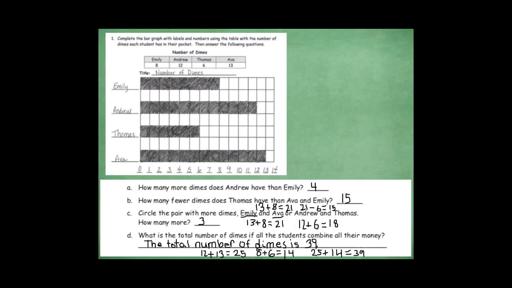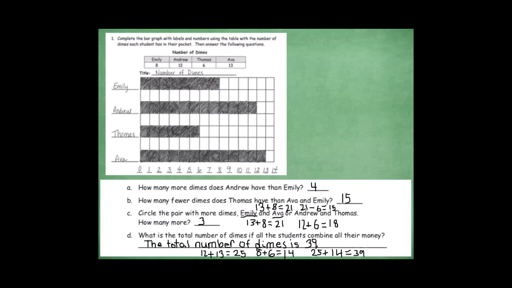Let's look at C. Circle the pair with more dimes, Emily and Ava or Andrew and Thomas. And then how many more? When I added Emily and Ava, I knew that I had 21. So the next thing I needed to do was take a look at Andrew and Thomas's combined dimes. Andrew, he has 12 and Thomas has 6. So together they had a pile of 18. Well, when I compared Emily and Ava's pile of 21 to Andrew and Thomas's 18, I could see that Emily and Ava had 3 more dimes in their pile. So I underlined their names because they have more dimes than Andrew and Thomas.